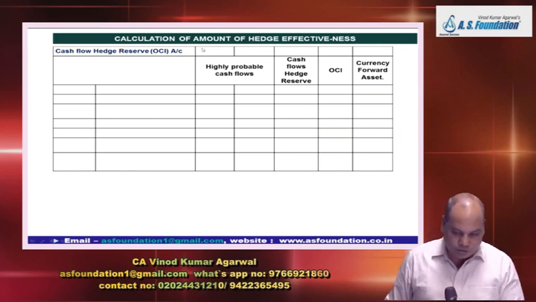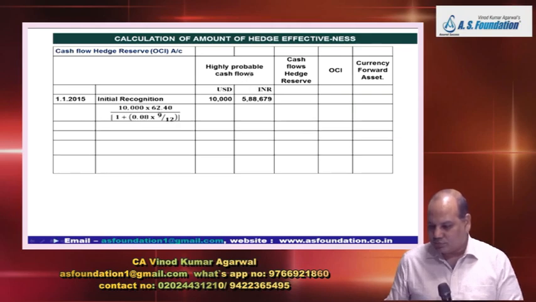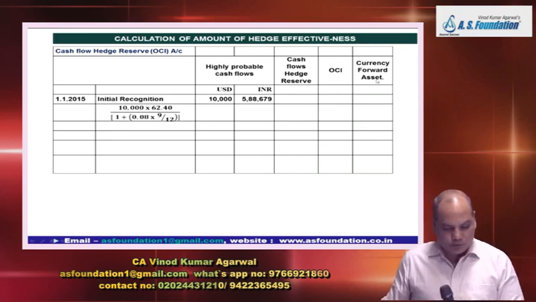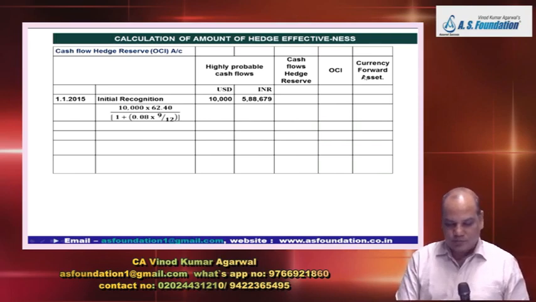So heading right down, write first calculation of hedge effectiveness, cash flow hedge reserve. Write here highly probable cash flows. This column is for calculating the change in present value of your cash flow, and this column is for calculating the change in the present value of your derivative, cash flow hedging reserve. And then we will choose the lower of the two for accounting purpose. So one effect will go to OCI account, one effect will go to currency forward asset account, or just forward contract account. Is it right? Say yes. Yes, very good.